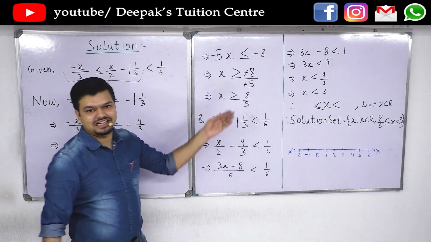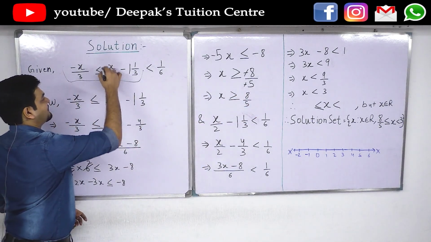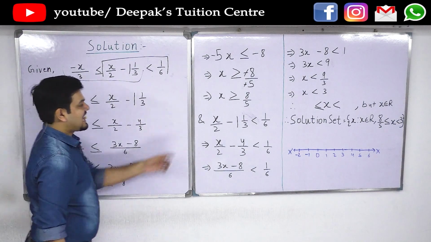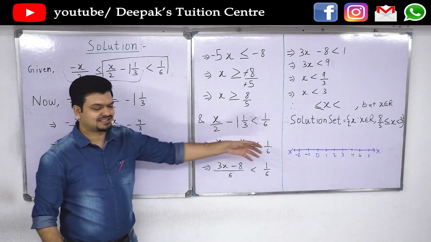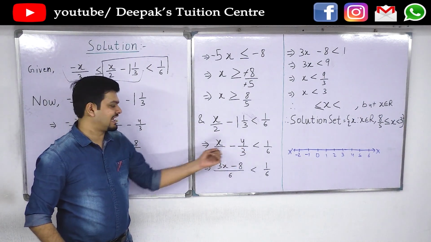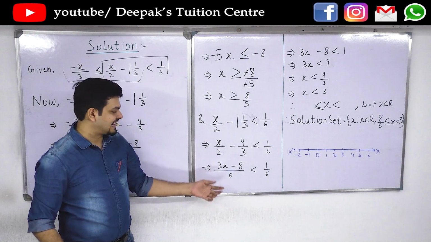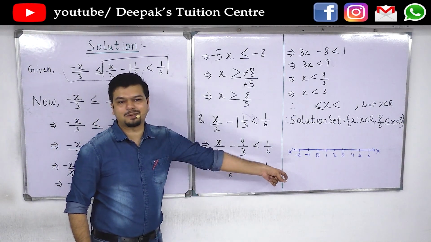So x is greater than or equal to 8 by 5. Now we take the second part of the inequation, that is x by 2 minus 1 by 3 is less than 1 by 6. Same rules. We convert 1 by 3 into an improper fraction. Take the LCM of the left hand side. We get 3x minus 8 divided by 6 is less than 1 by 6.